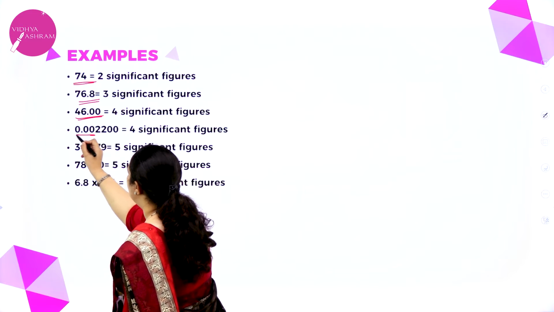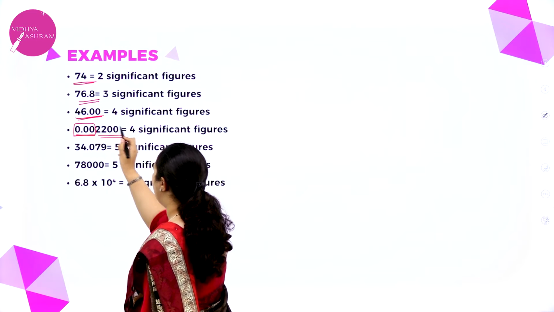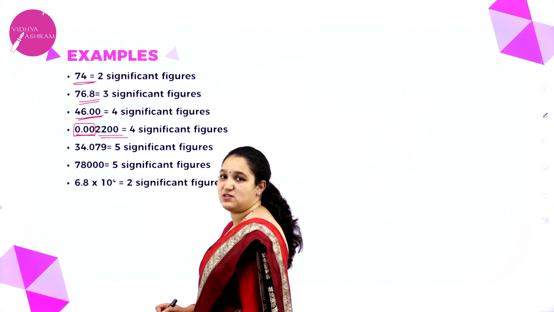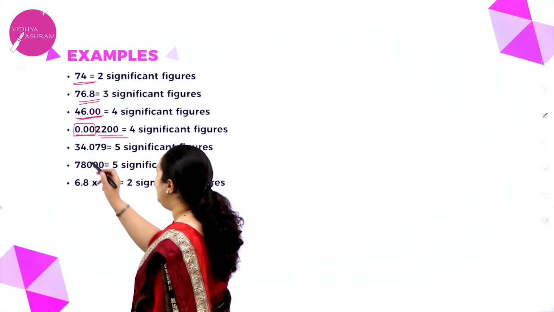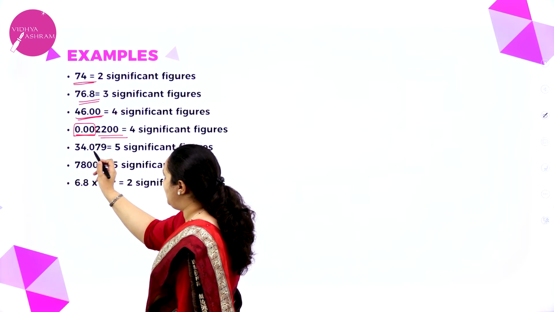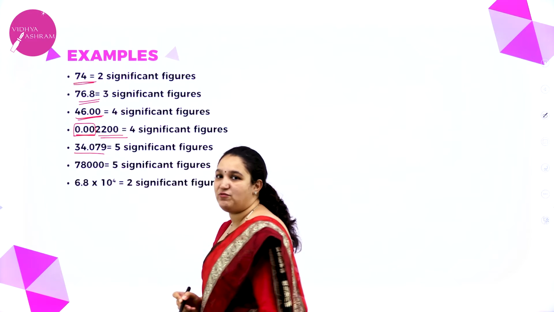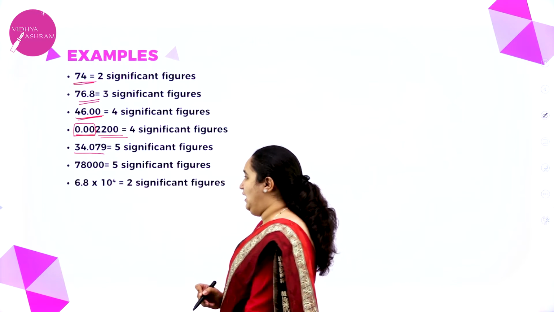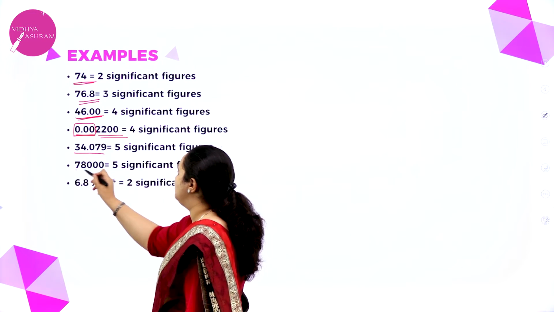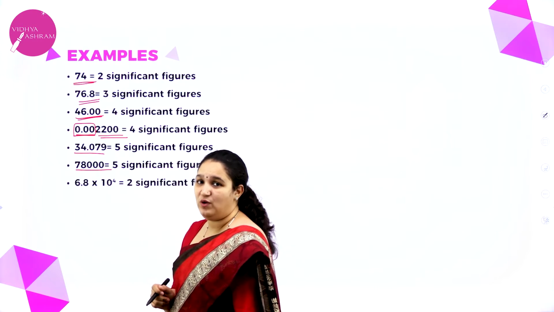Now, 0.002200. These 3 zeros are before a non-zero digit, not significant. These 2 are significant because they are coming after the decimal point and after the non-zero digit. So, how many significant figures? 4. Similarly, 34.079. It is coming after the decimal point, but it is in between the non-zero digits. Obviously, all can be counted. It is 5 significant figures. Next, 780000. So, it is 5 significant figures because the zeros are coming after the non-zero digit.